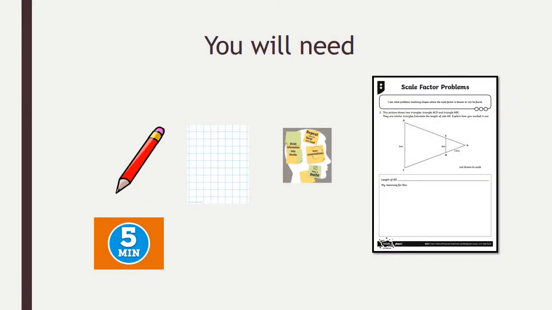You'll need your pencil, paper, thinking hat, both your logic hat and your method hat, and you will need the scale factor problems worksheets which were emailed to you this morning, but you can also find on our school website under online learning, Year 6, and you'll need a 5-minute timer. Make sure you've got all of those and we're ready to begin.